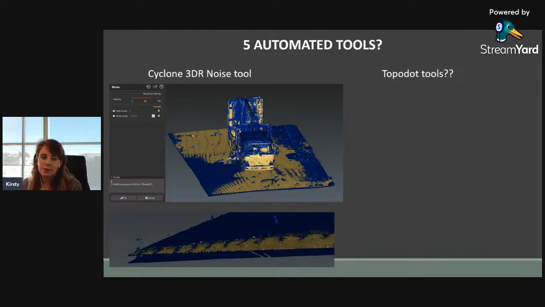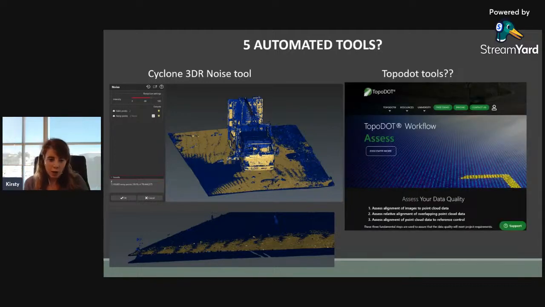So it doesn't have to be the Cyclone 3DR tool that you're using, but you probably have a few different tools like that at your disposal that you could run over a point cloud just to see if there are any obvious errors like that. I have also heard that Topo.workflow is quite good for doing automatic checks on your point clouds. I haven't used it myself, but it's just something that I thought I'd point you towards to check out.